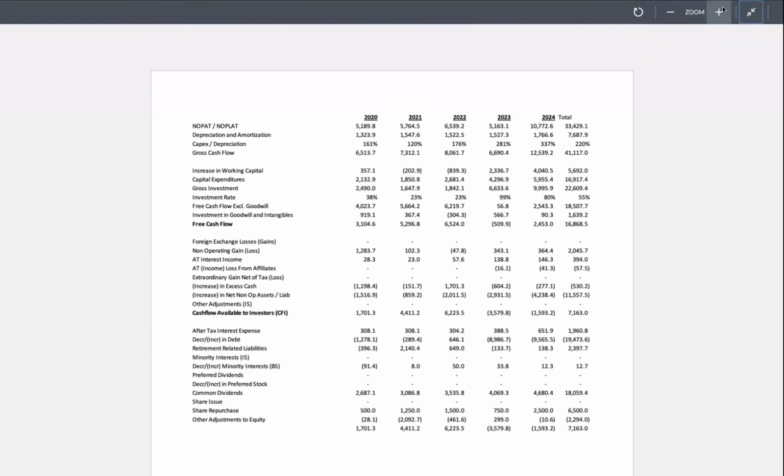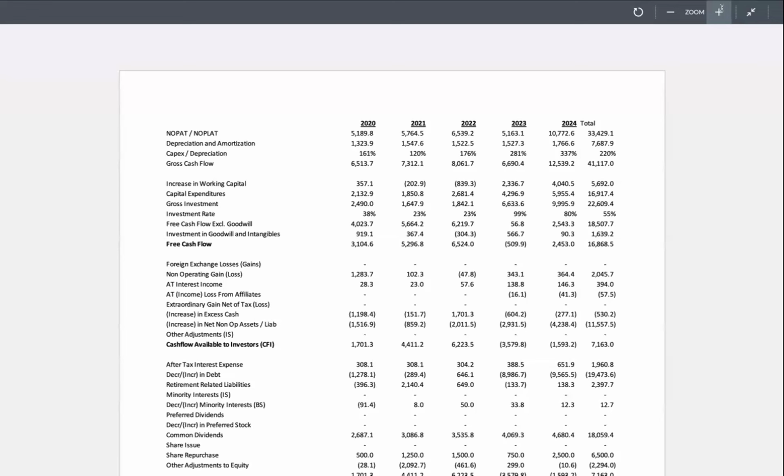So starting off with Lilly, their NOPAT between 2020 and 2023 hasn't really changed a lot. Their total is 33 billion, which compared to Merck is significantly lower. Right now, you're just doing Lilly. All right. Sorry about that.